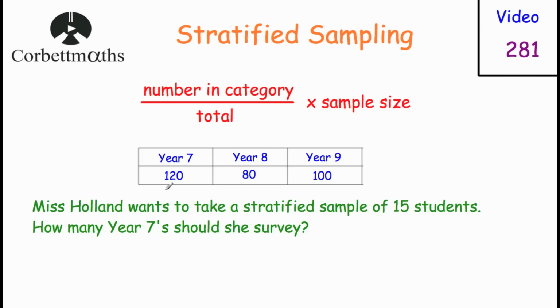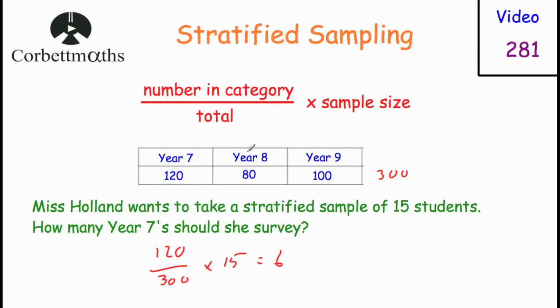So the number in that category, well, there's 120 year 7s, divided by the total. Let's work out how many students are in total here. 120 plus 80 plus 100 is equal to 300. So we're going to divide that by 300, and then times by the sample size, which is 15. So 120 divided by 300 times 15 is equal to 6. So Miss Holland should sample 6 year 7s.